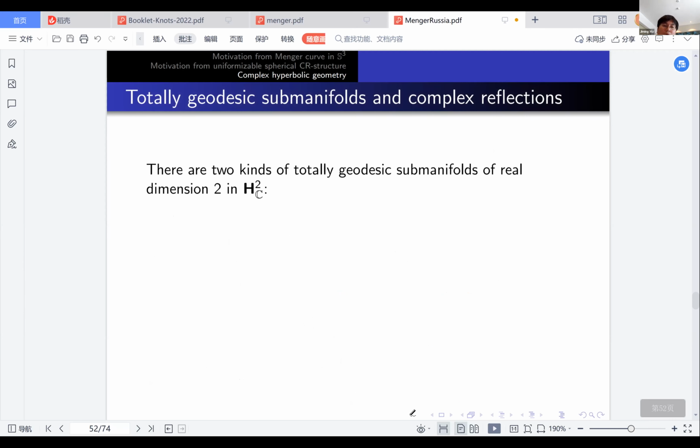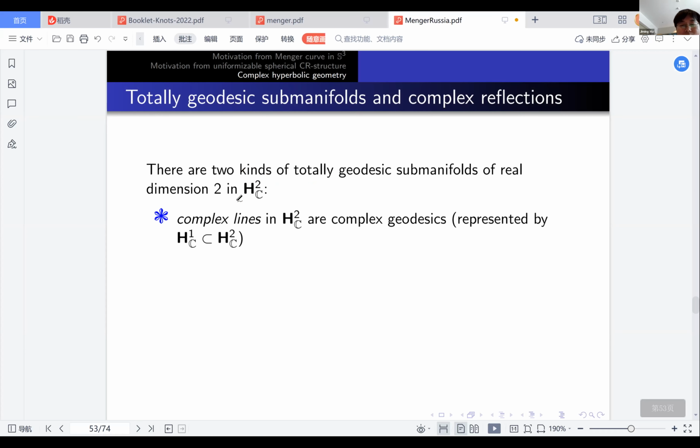So now we consider totally geodesic submanifolds of complex hyperbolic space. In fact, there are only two kinds of totally geodesic submanifold of dimension 2 in two-dimensional complex hyperbolic space. The first one we call the complex lines or complex geodesics, represented by HC1, which is a subspace of HC2. Okay, so one-dimensional complex hyperbolic space is a subspace of two-dimensional complex hyperbolic space, right? Which has codimension 2.